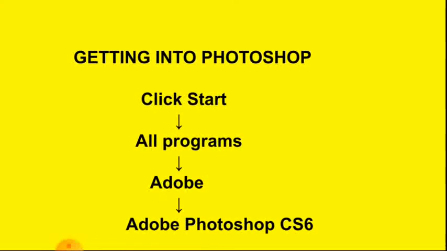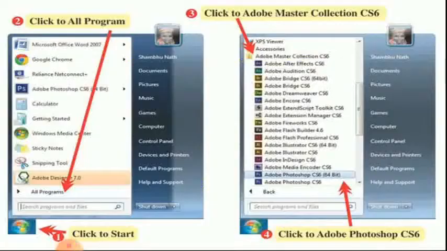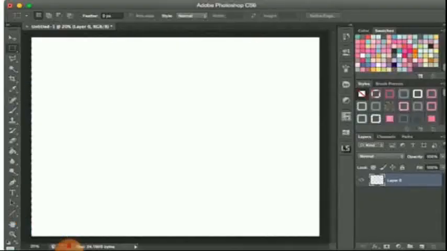Getting into Photoshop. First, you have to click on Start, All Programs, Adobe Photoshop CS6. There are several collections of Adobe Photoshop. Select your collection. This is the Adobe Photoshop application window.